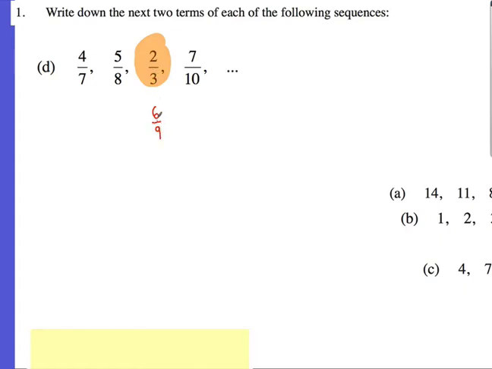Give you a moment to think about that. Yep, times the denominator by 3, times the numerator by 3 to not change the fraction, and it gives you 6 over 9. So now rewrite your sequence again. 4 over 7, 5 over 8, 6 over 9, and 7 over 10. Can you see a pattern now?